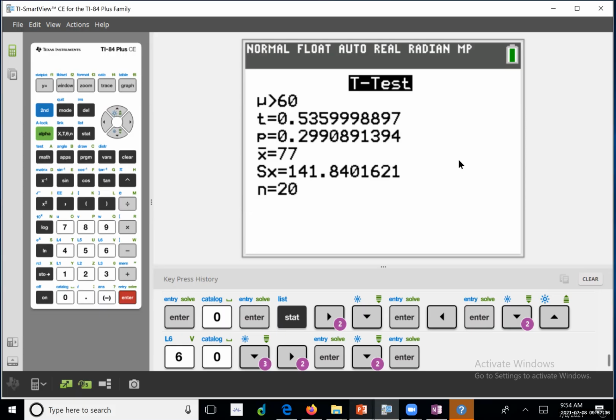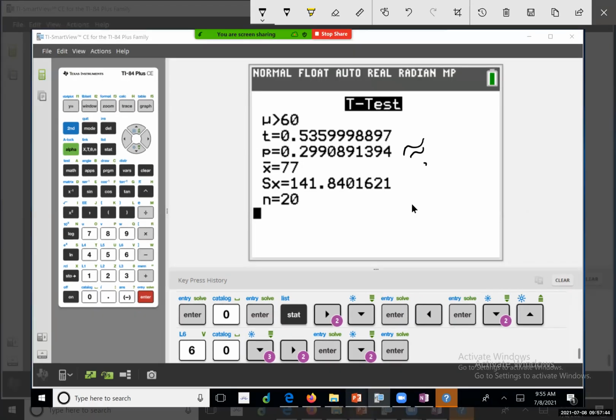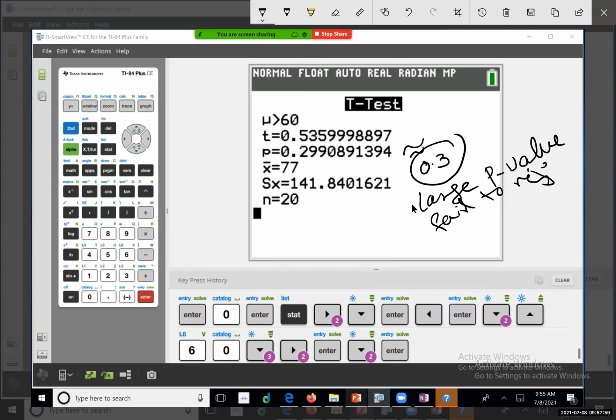0.2999 is about 0.3. So you would say this is about 0.3. It's a large p-value. So you fail to reject the null, and do not support the alternative.